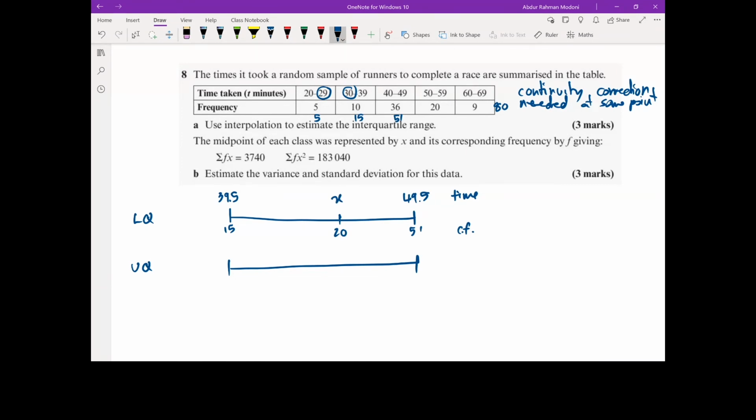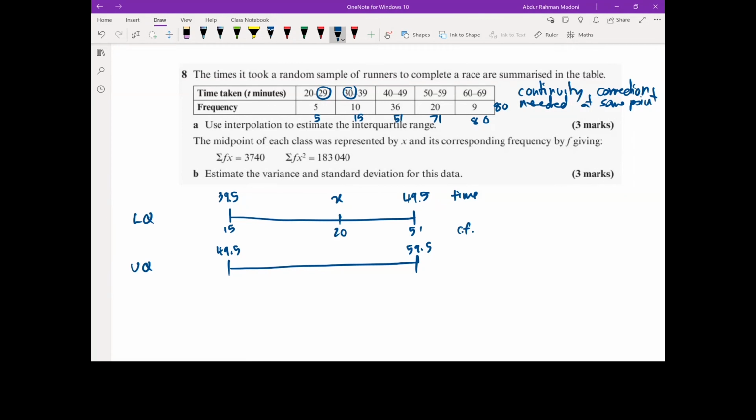Likewise, I will then need to find out my upper quartile position as well. So the upper quartile position would be 75 percent of 80. So 75 percent of 80 is 60. So I'm looking at position 60. Now position 60, if I look at my cumulative frequency, is in the group 50 to 59. So again, continuity correction needed here. So I'm going to go from 49.5 all the way up to 59.5.